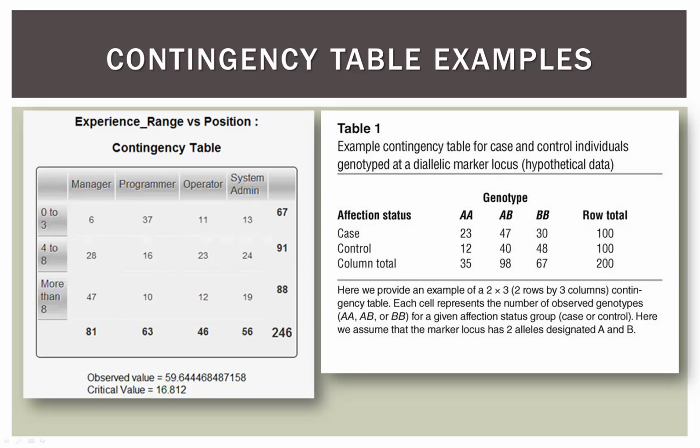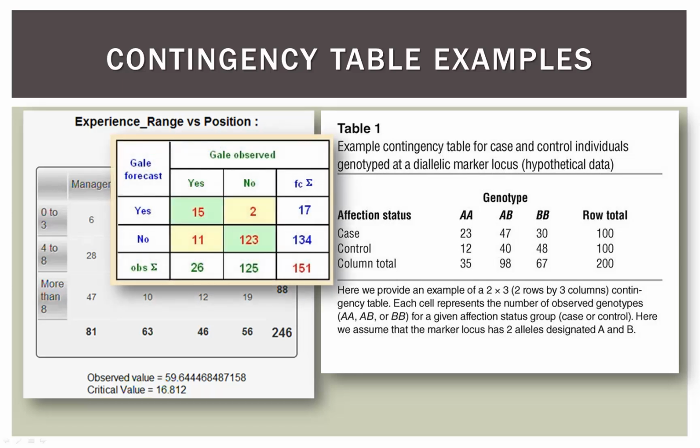So if you look at the first table on the left-hand side, we have a total for each row, so 67, 91, 88, and we have a total for each column, so manager, programmer, operator, and system admin. Same thing on our other contingency table on the right. We have row totals for case, for control, which are both 100, then we have column totals for all three genotypes.